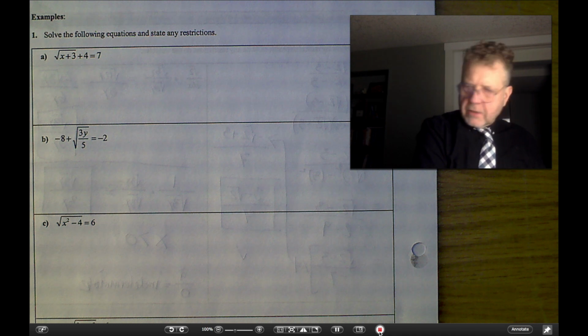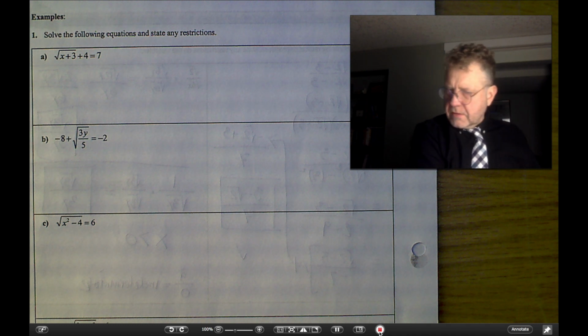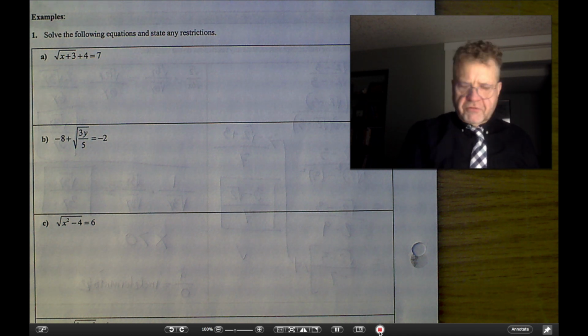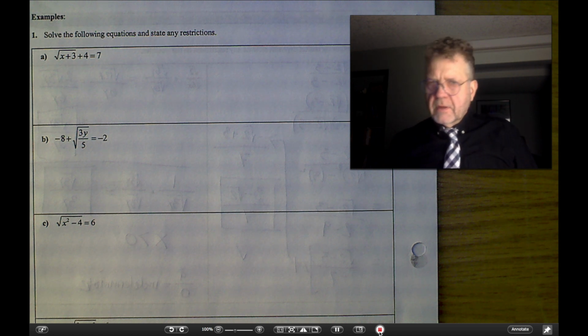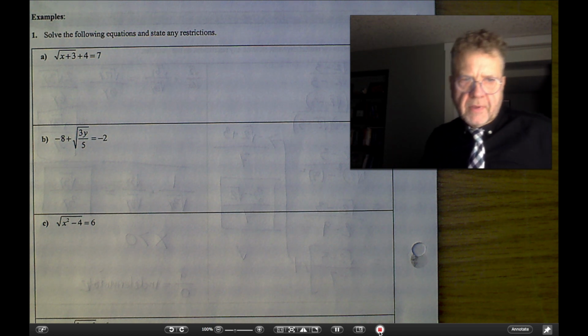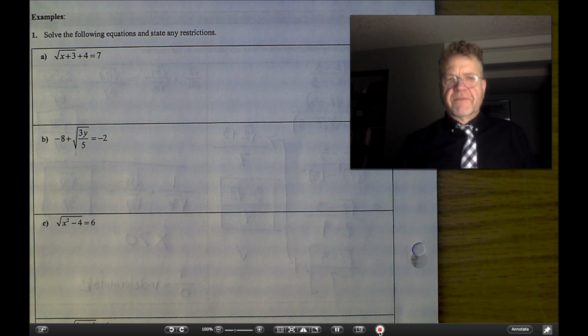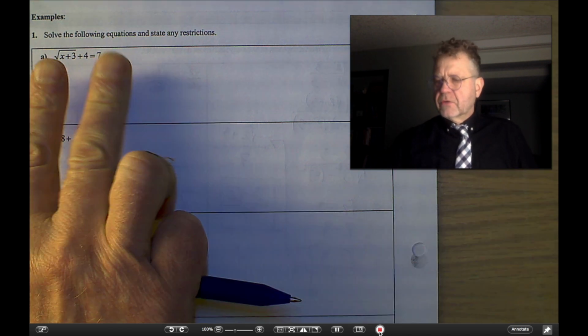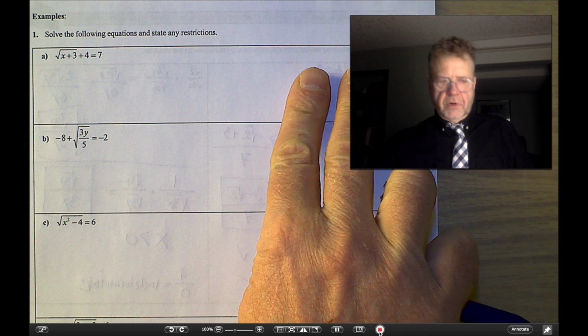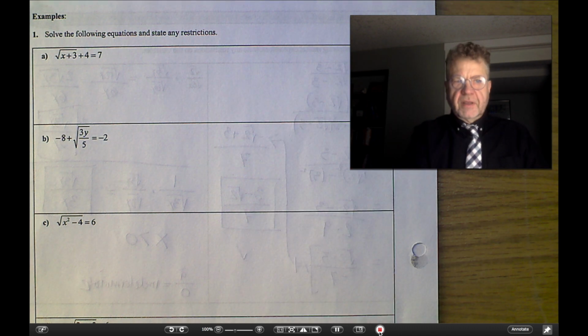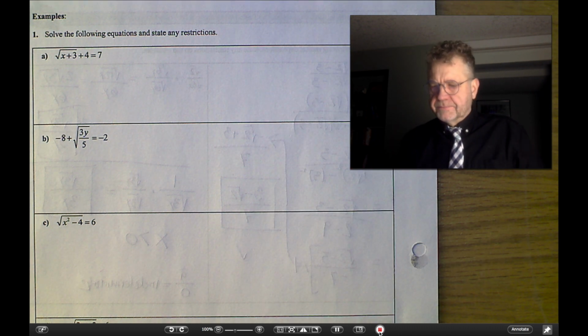Solve the following equations. State any restrictions. And we're going to do one more step here, and that is we're going to verify our solution. So we're going to do basically 3 columns worth of work here, and we'll do it something like this.